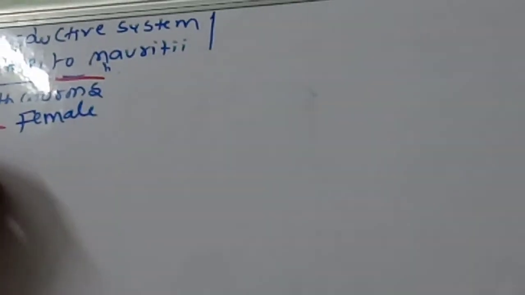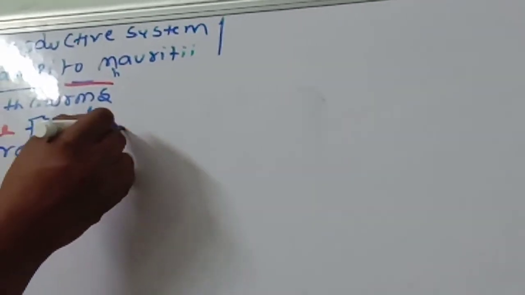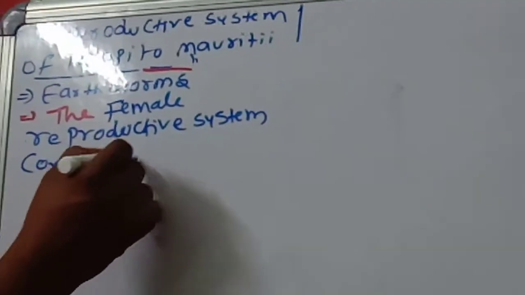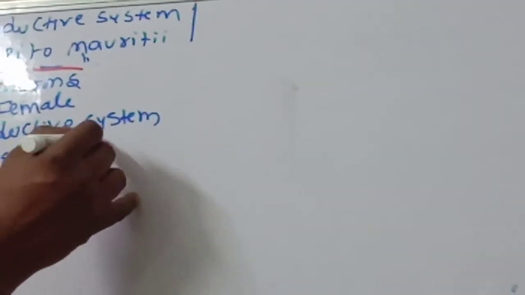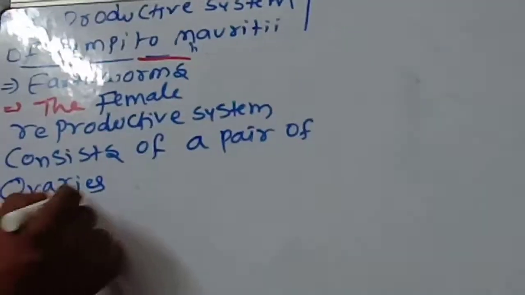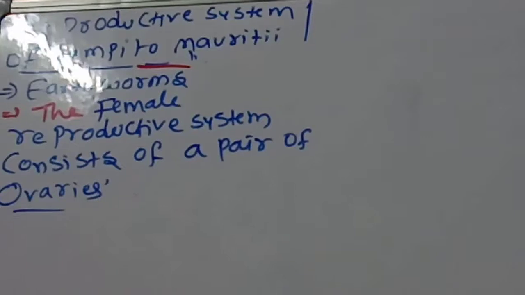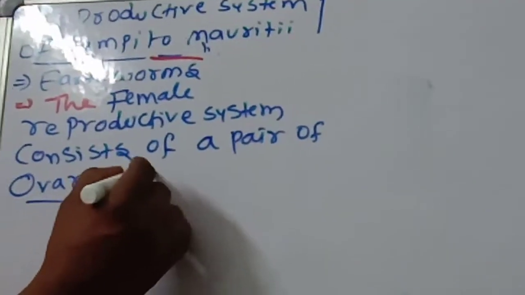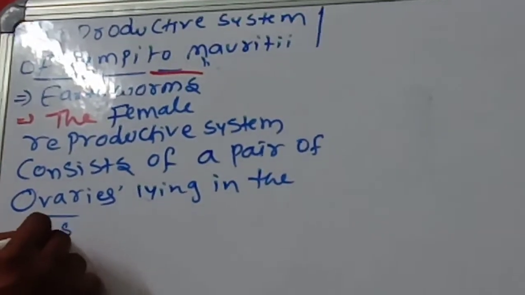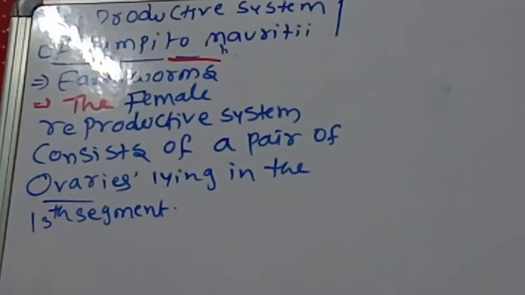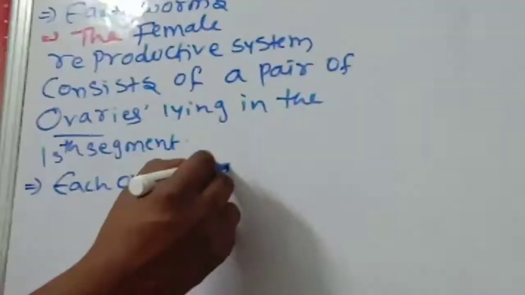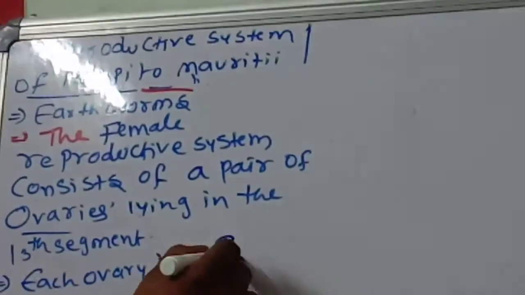The female reproductive system consists of a pair of ovaries lying in the 13th segment. Each ovary has finger-like projections.